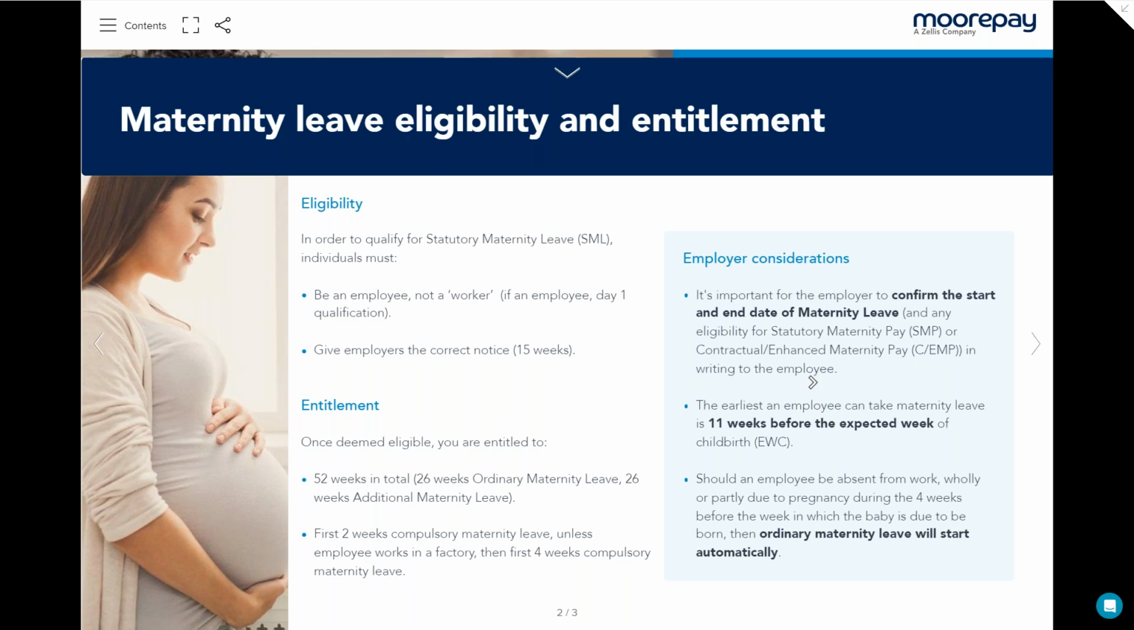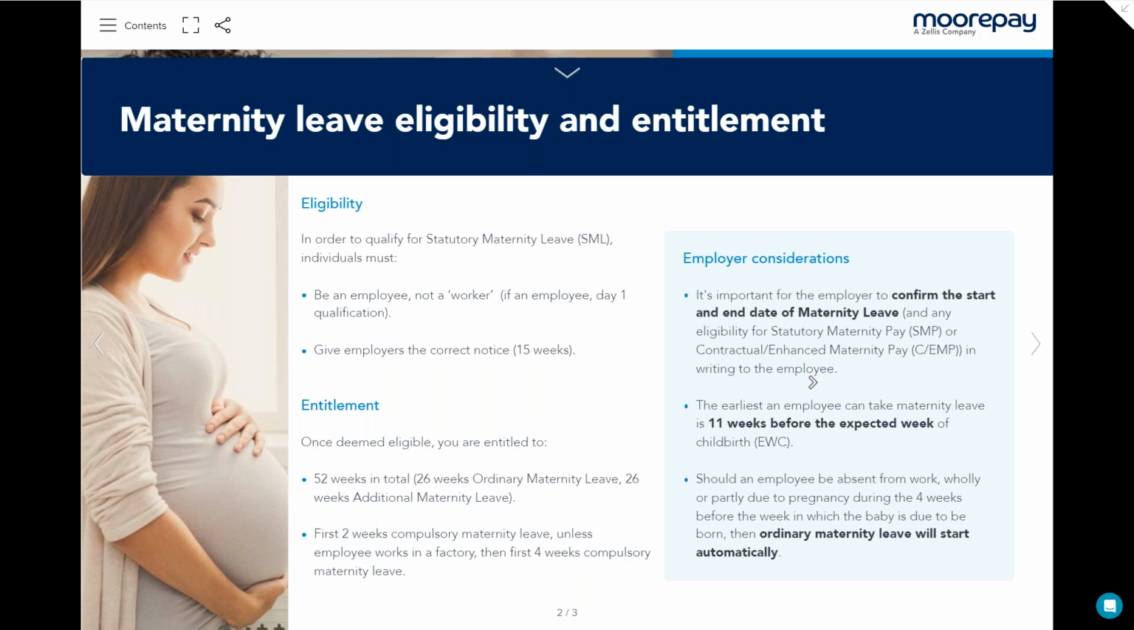There is also something that we need to consider, which is compulsory maternity leave, which protects the employee for the first 2 weeks after the baby's birth. So this is a compulsory element of maternity leave. So even if your employee doesn't want to take time off, legally they need to take the first 2 weeks after the baby's birth. Now, if you work in a factory environment, that 2 weeks increases to 4 weeks. So the employee must take at least 4 weeks off after giving birth. So yeah, it's important just to consider that when the employee is asking for their maternity leave.